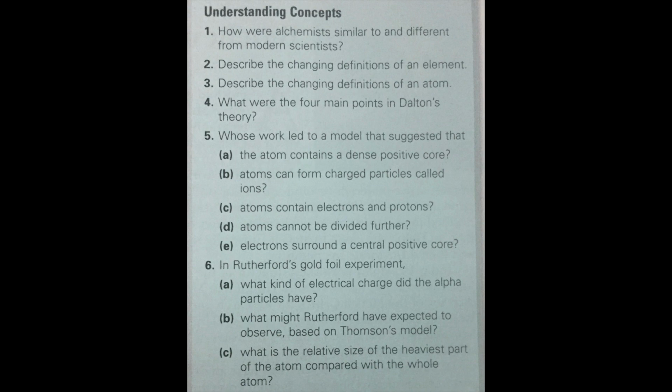5. Whose work led to a model that suggested that A. The atom contains a dense positive core. B. Atoms can form charged particles called ions. C. Atoms contain electrons and protons. D. Atoms cannot be divided further. E. Electrons surround a central positive core.